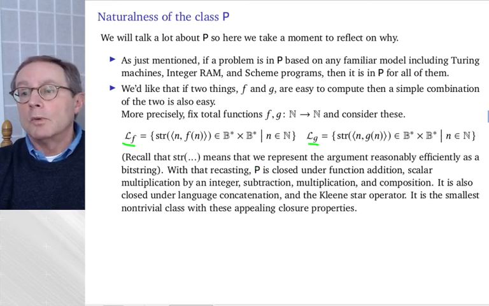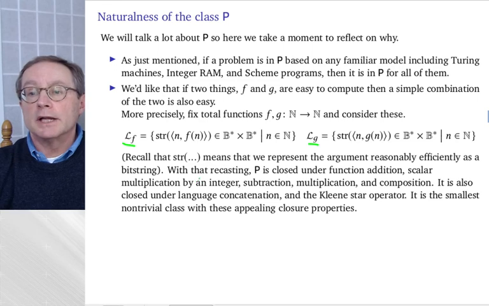Okay. Now with that restatement, P is closed under function addition. P is closed under function scalar multiplication by an integer. That is to say, if you know L sub f, do you know L sub 3f? Yeah, that's a polynomial time problem. It's closed under function subtraction, closed under function multiplication, closed under function composition, closed under language concatenation, closed under Kleene star. It is the smallest non-trivial class with all of those appealing properties. So P is a natural class to talk about.